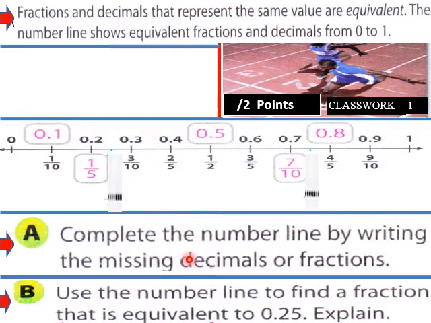Use the number line to find a fraction that is equivalent to 0.25. So 0.25 would be about right here. What would be the fraction for 0.25, class? 1/4 would be 0.25. And then what about this one here? It looks like 3/4 here for 0.75 actually. I guess I just gave it away. And it would be 3/4 right here for that.